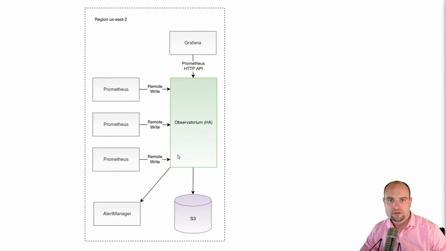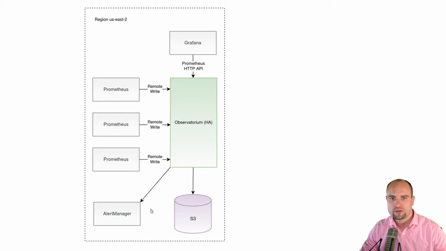Regarding the evaluation of alerting rules, there are really two options. We can have the Thanos rule component, which is sitting somewhere here in Observatorium, evaluate the alerting rules, and in the case that an alert fires, that component would then contact the alert manager. Or we can have individual Prometheus servers directly evaluate the alerting rules, and in the case that the alert fires, the Prometheus server would then contact the alert manager.